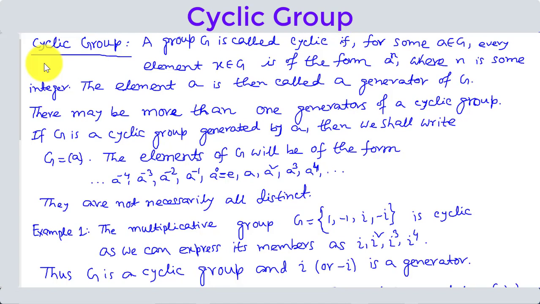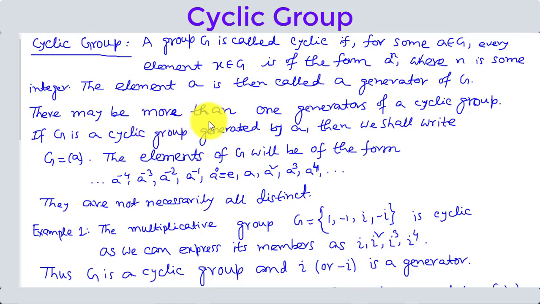Hello everyone, we are going to learn about cyclic group and some examples. Cyclic group. A group G is called cyclic if for some a belongs to G, every element x belongs to G is of the form a to the power n, where n is some integer. The element a is then called a generator of the group G.